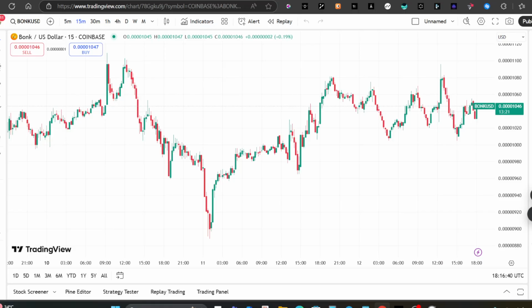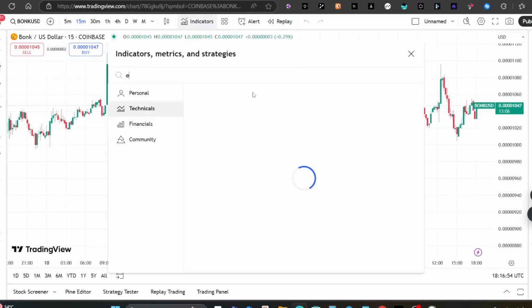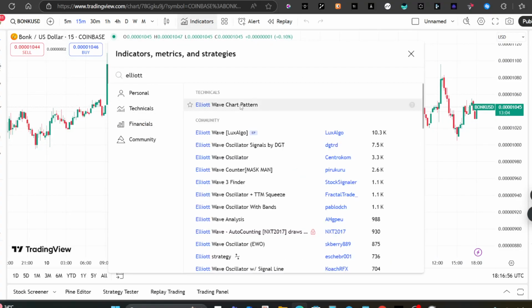Now, what are Elliott Wave extensions? Let us start with the basics, okay? What exactly are Elliott Wave extensions? To put it simply, they are instances where a wave in the Elliott Wave pattern exceeds its normal price range. Let me just add the Elliott Wave indicator to the chart, okay?